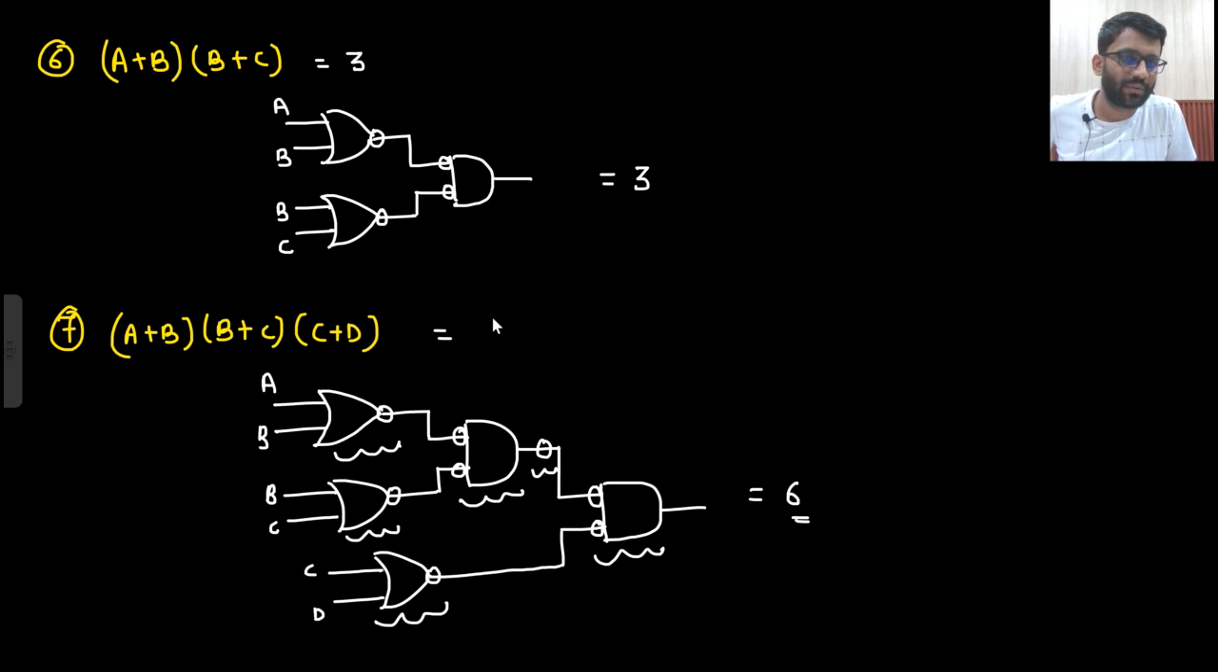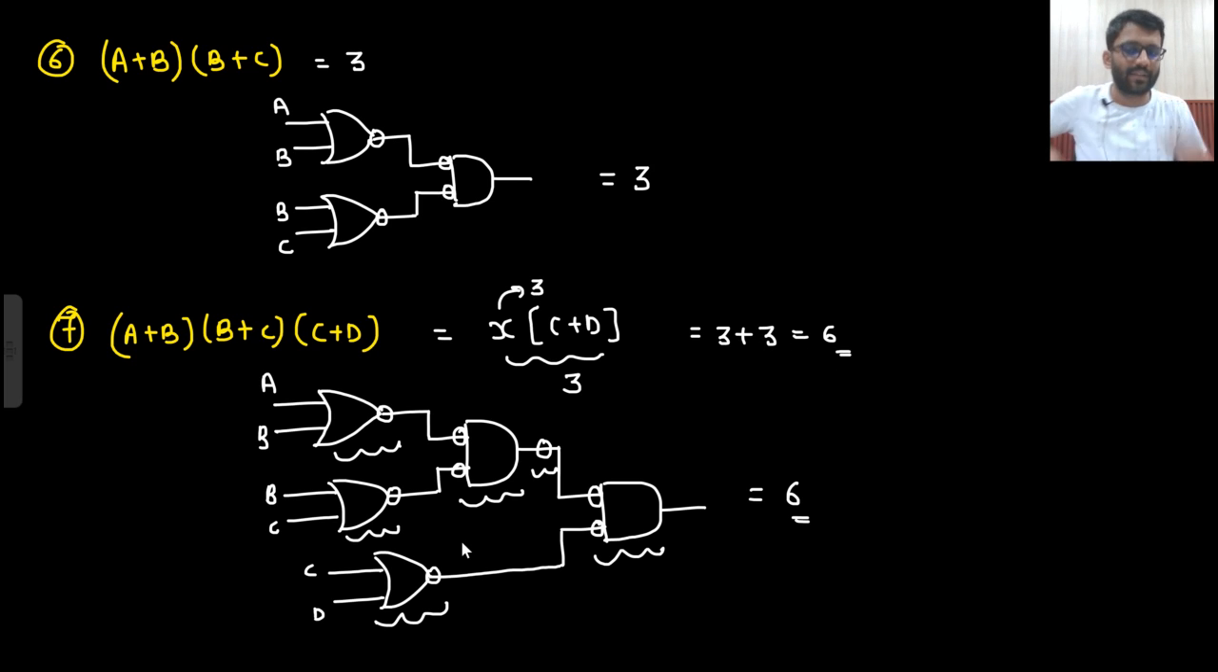How will you do it another way? A plus B into B plus C will take you 3. So I can assume this as X. So X into C plus D. A plus B into C plus D will take another 3. So this will take 3 and this will also take 3. So the answer is 3 plus 3, 6. So this is how you could also have solved it. Right? So this will take me 6.